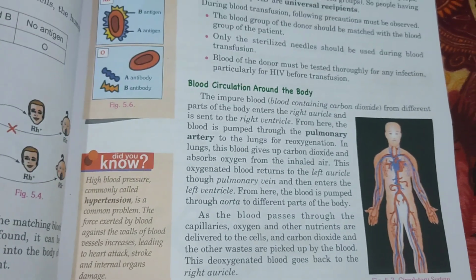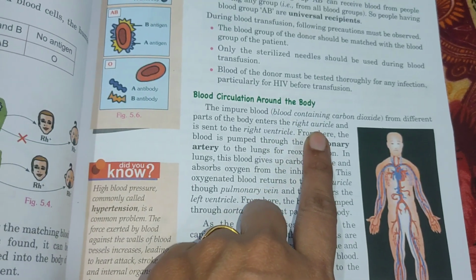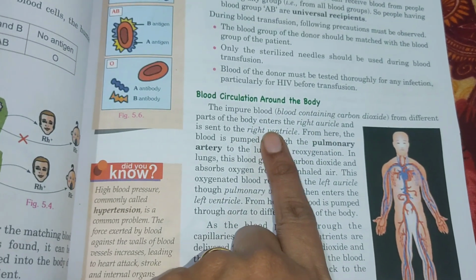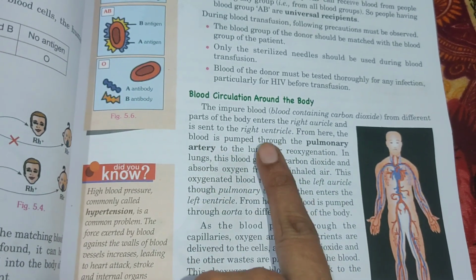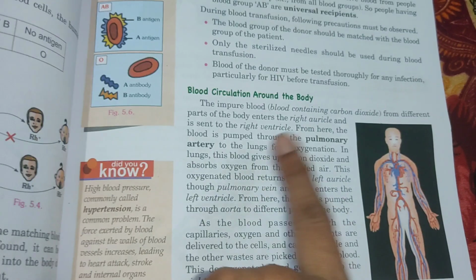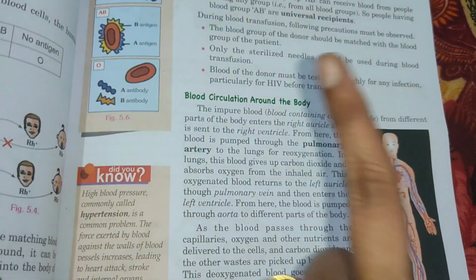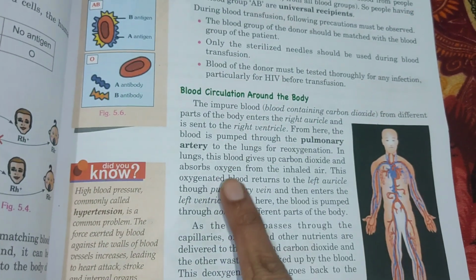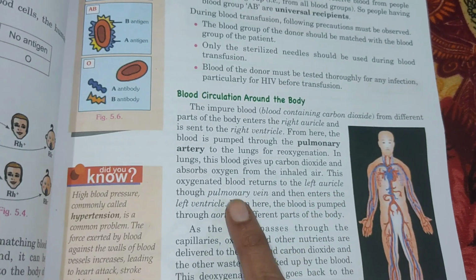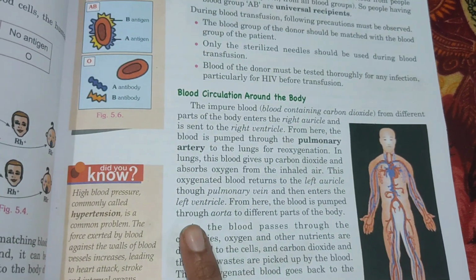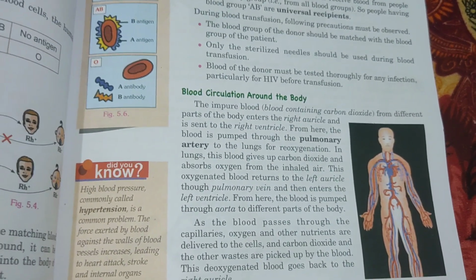Very simply, blood mixed with carbon dioxide, called deoxygenated blood, goes into the right auricle and from there to the right ventricle, and from the right ventricle the blood is pumped to the lungs. Again the exchange takes place: carbon dioxide goes outside and oxygen comes inside. From there the blood goes into the left auricle through the pulmonary vein, then into the left ventricle, and through the aorta this oxygenated blood is pumped to all the body parts.